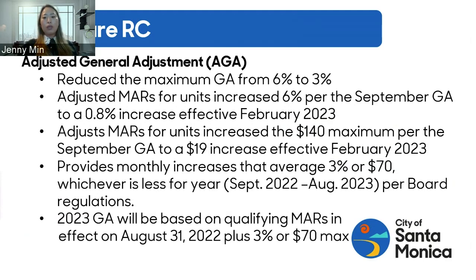So the 2023 general adjustment will be based on qualified MARs in effect on August 31st, 2022 plus 3% or $70 maximum. And something to note is this is the first time that this has happened where there were two different adjustments in one year. In the next slides, I will be going over some examples of how the math works out with Measure RC.